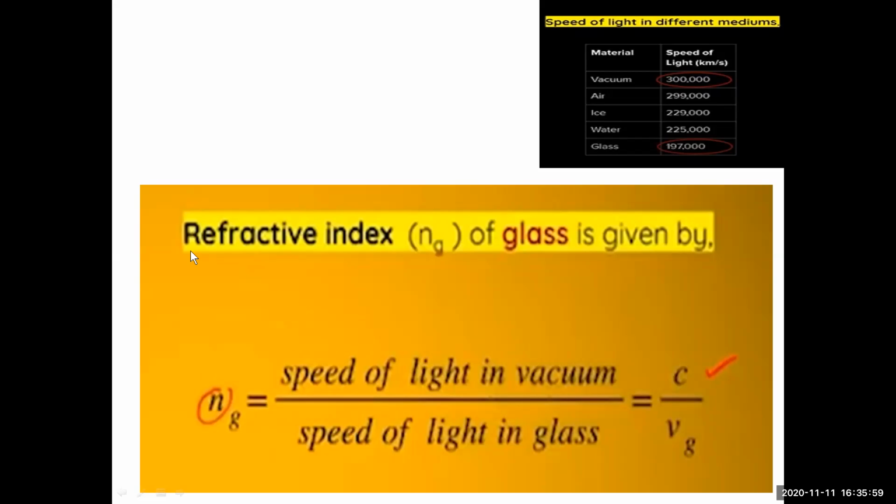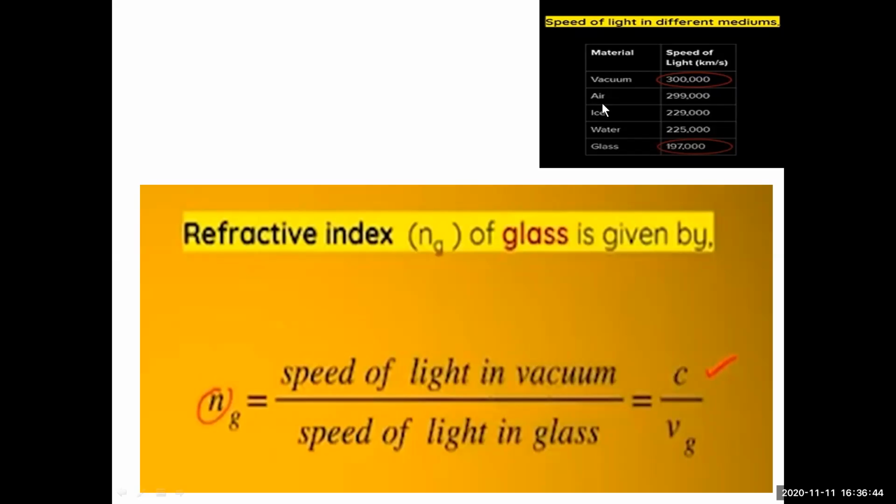So when we want to calculate the refractive index of the glass, the formula is, as we have just studied, absolute refractive index equals the ratio of the speed of light in vacuum to the speed of light in the medium. Now we are comparing the vacuum with the glass. The speed of light in vacuum is denoted by the letter C, and the speed of light in the glass is denoted by Vg, because glass is the medium here. Now we are calculating the refractive index of the glass. Therefore, Ng equals C by Vg.